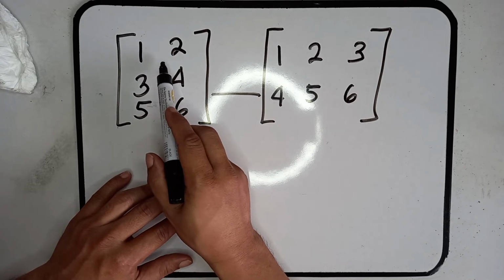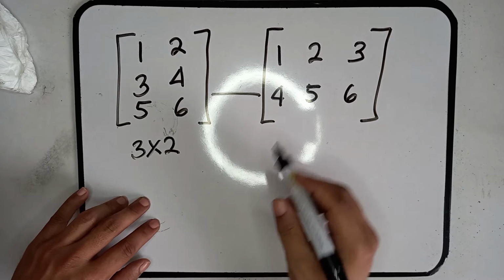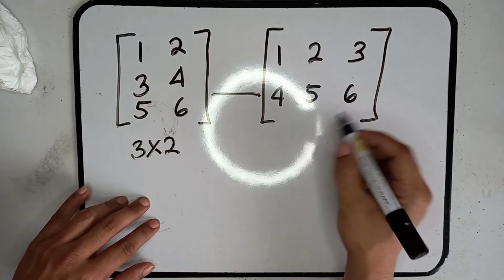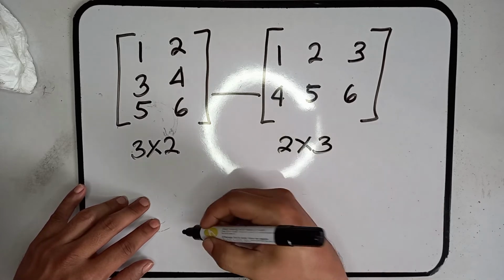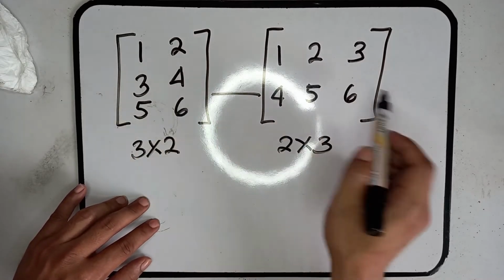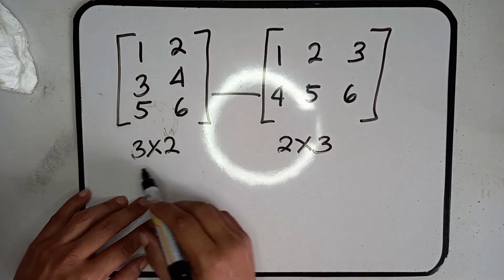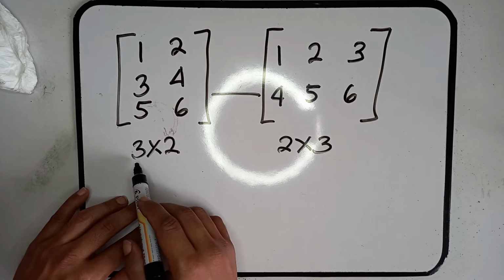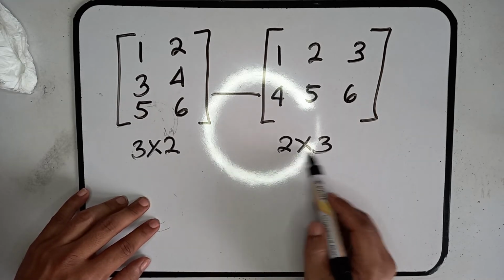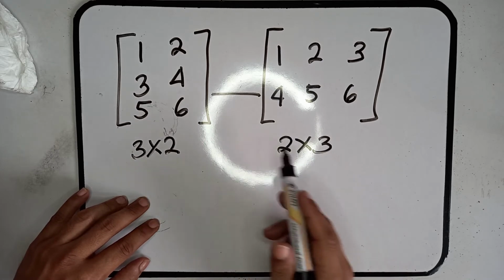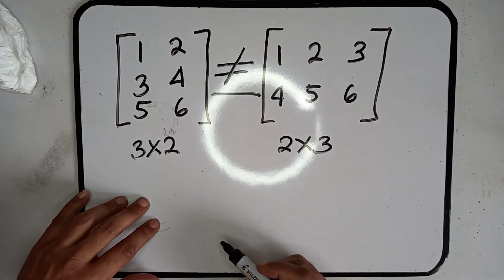So how many rows do we have here? So this is 3 by 2. What is the order of this? This is 2 by 3. And then look at the elements. So they are not equal. Just looking at the orders, they are not already equal. The order of this is 3 by 2, and the order of this matrix is 2 by 3. So they are not equal in the order. So therefore, this is not equal. Okay.